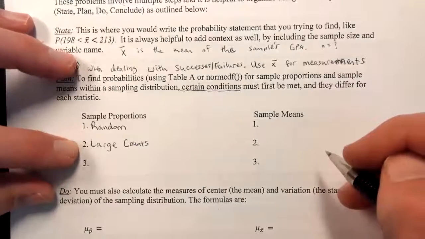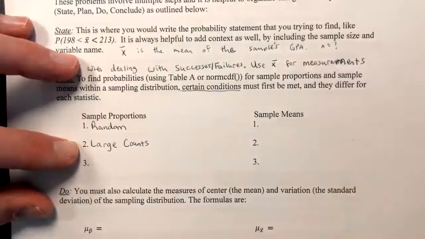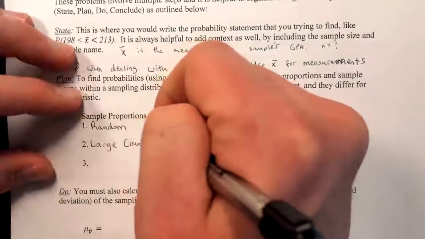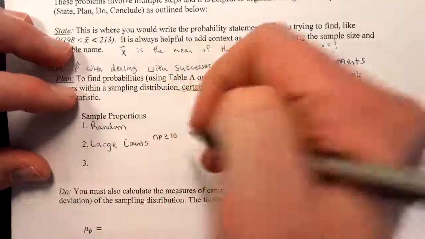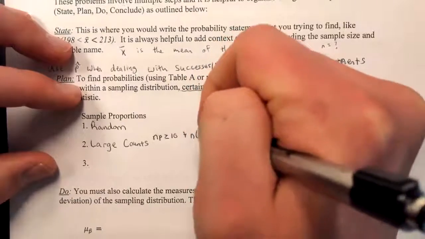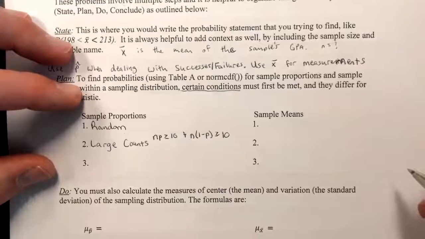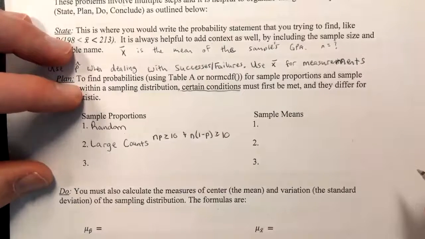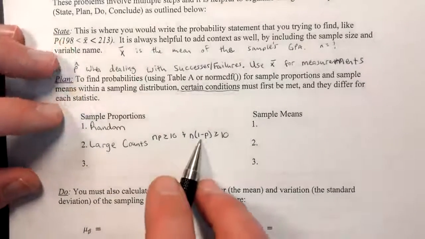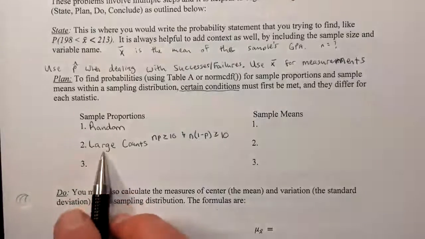And there's a little formula that goes along with this. The large counts condition is, since we're dealing with successes and failures, the number of successes, or n times p, needs to be greater than or equal to 10. And the number of failures, n times 1 minus p, must be greater than or equal to 10. Literally all that means: the number of successes and failures should be at least 10. That's in order to get the shape approximately normal.